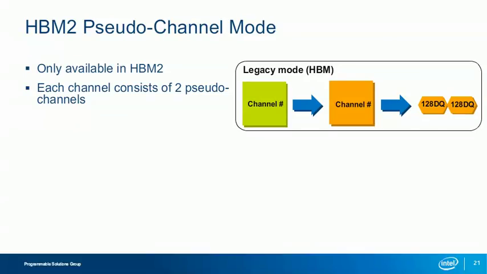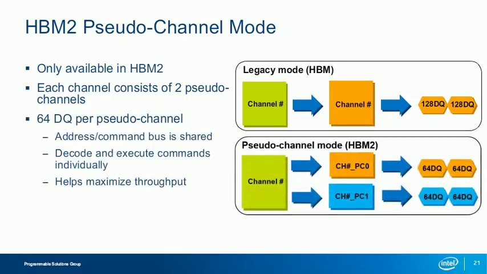Here is a more detailed look at pseudo-channel memory access. Pseudo-channel mode is new to HBM2 and basically splits a channel into 2 pseudo-channels. In normal operation for the original HBM specification, which is referred to as legacy mode, a channel is treated as containing 128 data bits. With pseudo-channel mode, the channel is split into 2 64-bit pseudo-channels that share a common address and command bus, but allow for separate decoding and execution of commands. This separation helps maximize the throughput of the memory.